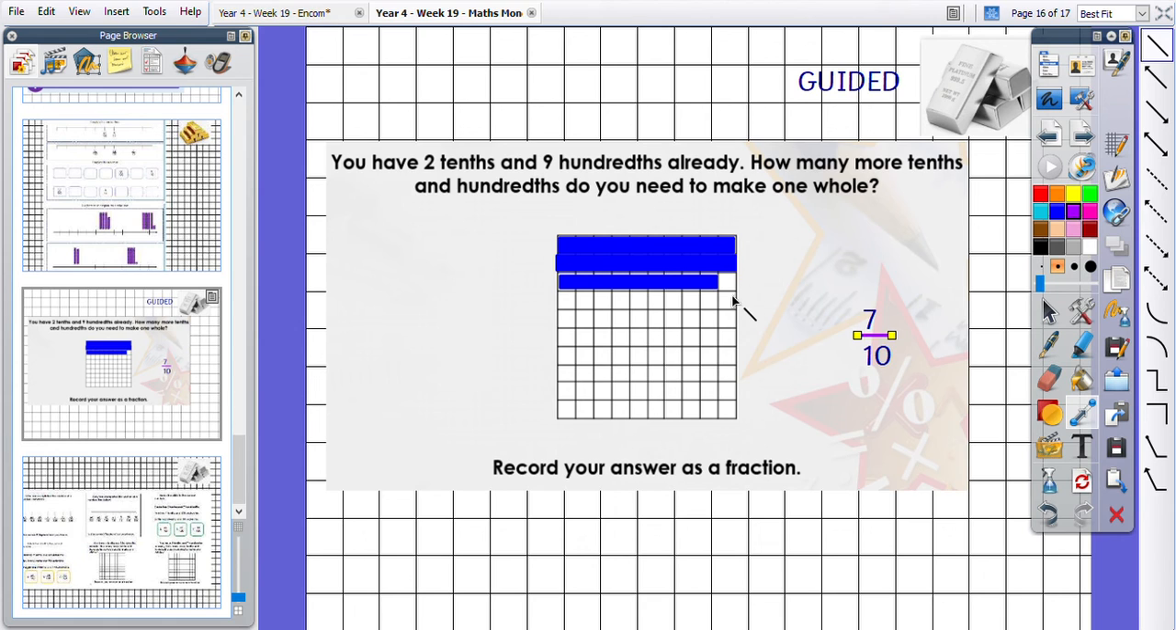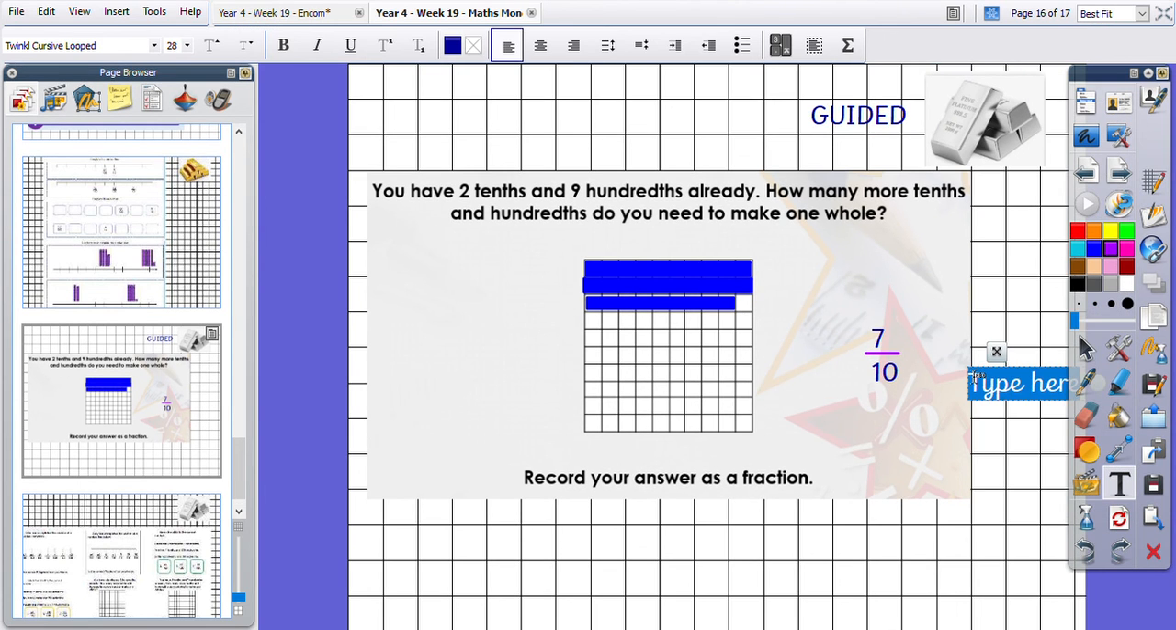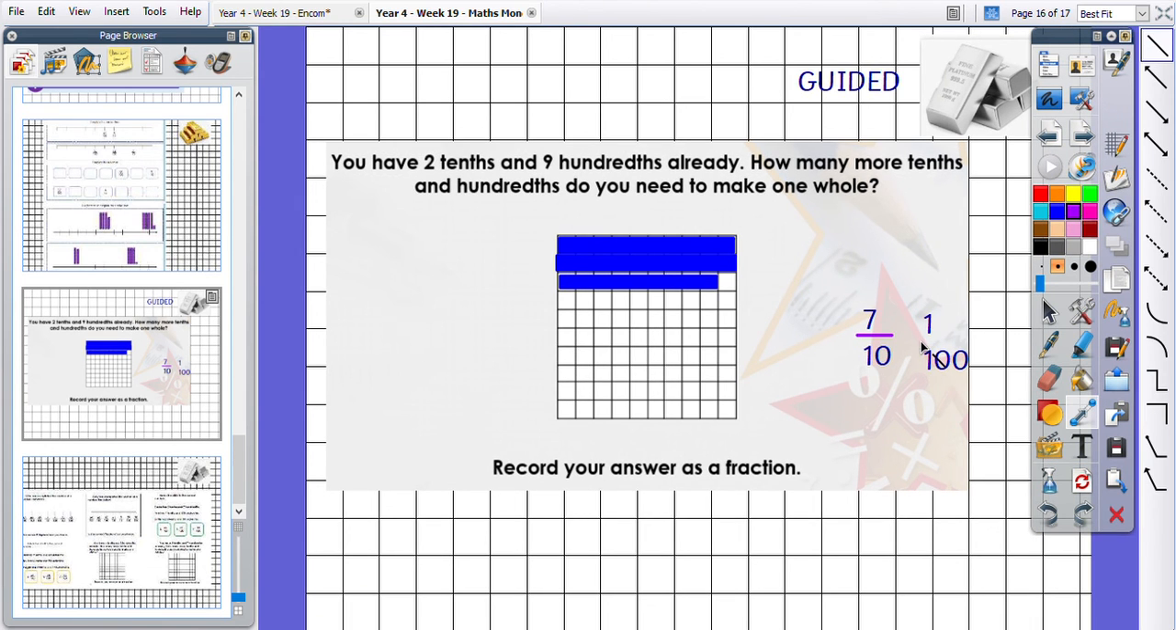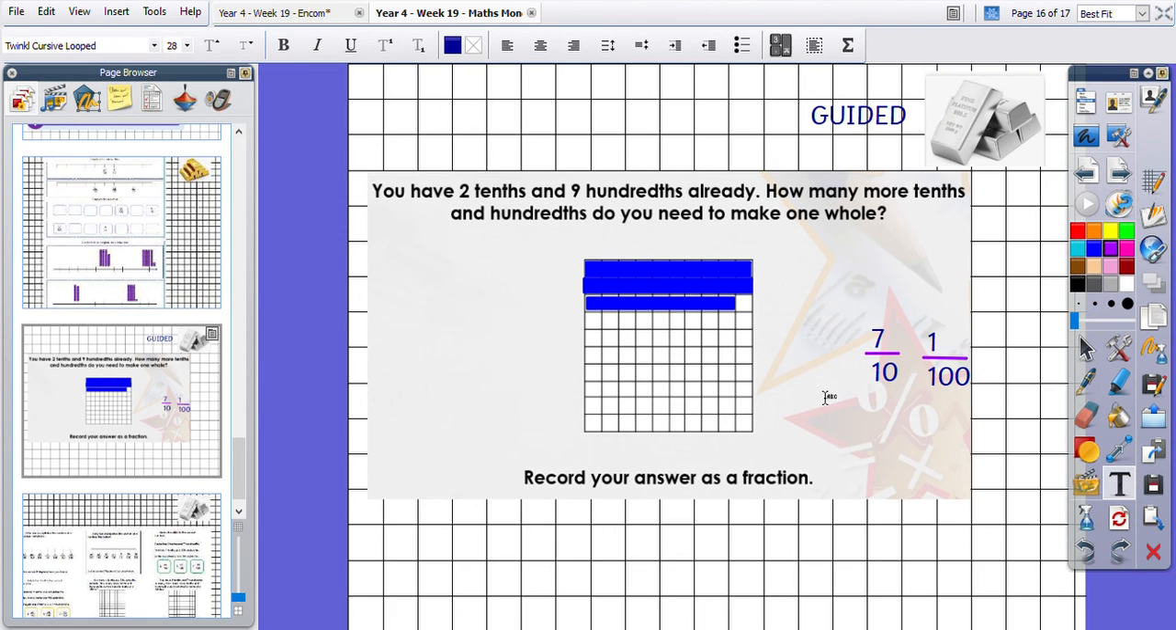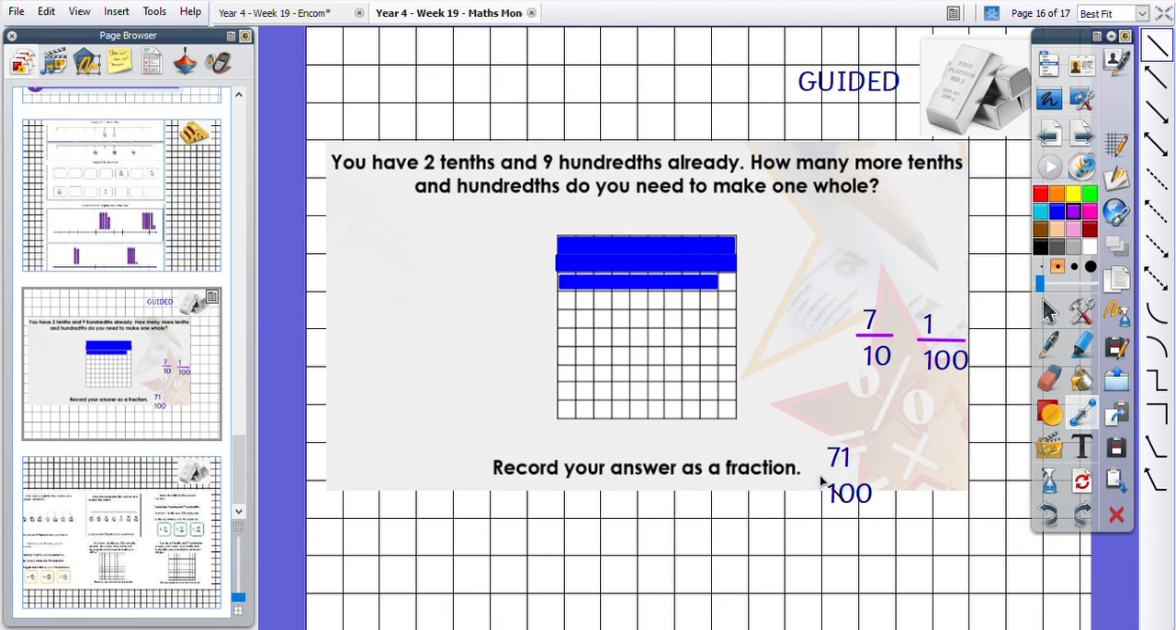And then here I have got 1 hundredth as well. And it has asked for your answer as a fraction. Okay, so we've worked that out as tenths and hundredths, but now we need to show that as one fraction. So remembering that 7 tenths is equivalent to 70 hundredths, we've got 70 plus 1 is 71 hundredths left that we need to find to make one whole.